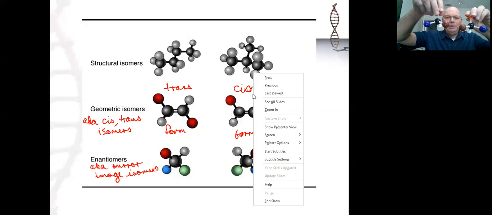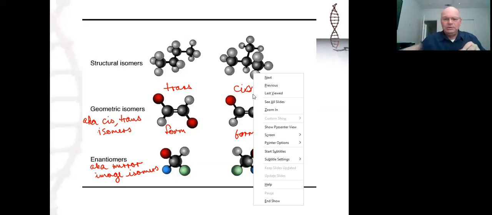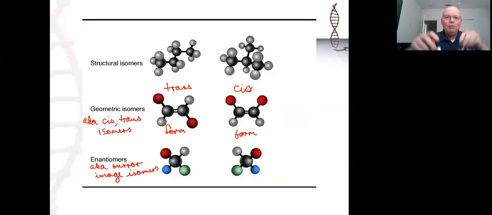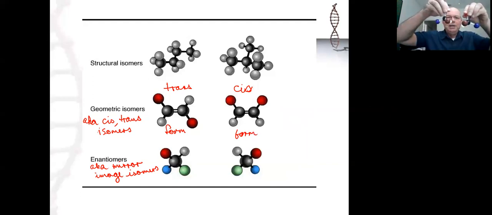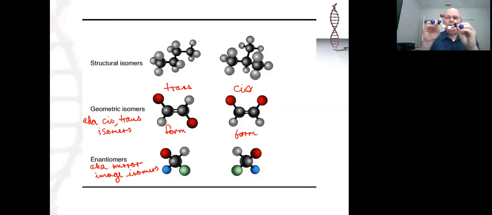And what makes them mirror images, let me get rid of that again, somehow that turned up. What makes these mirror images is because if you just take them and slide them sideways like this, nothing really matches up. But if you take them like this and put them together and then rotate them like that, you can see that everything matches up with the partner on the other molecule.